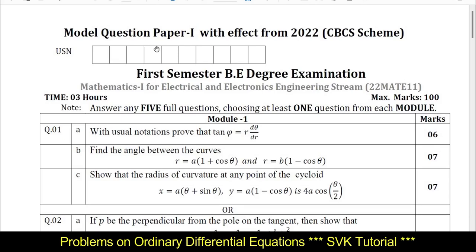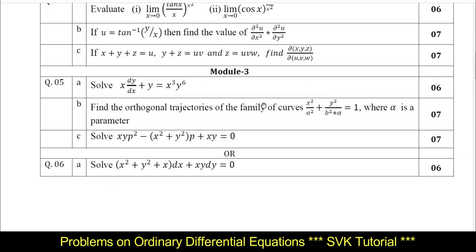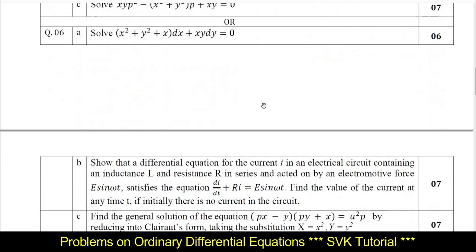In this video, I am going to continue the solutions of Model Question Paper 1 for the first semester BE degree examination, Mathematics 1 for Electrical and Electronics Engineering stream. As I have discussed earlier, Module 1 and Module 2 with complete solution. So I will be discussing the Module 3. I am going to provide the complete solution and how to solve all the problems of ordinary differential equation. I am going to explain in this video.